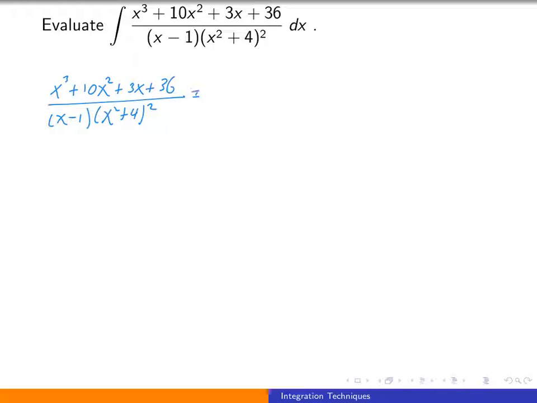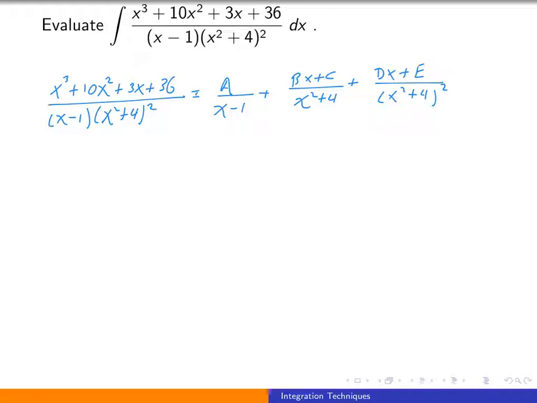So corresponding to the linear term, we'll have an A over x minus 1. For the first occurrence of the irreducible quadratic, we'll have a Bx plus C over x squared plus 4, but it's repeated, so we'll also have a Dx plus E all over the quantity x squared plus 4 squared.